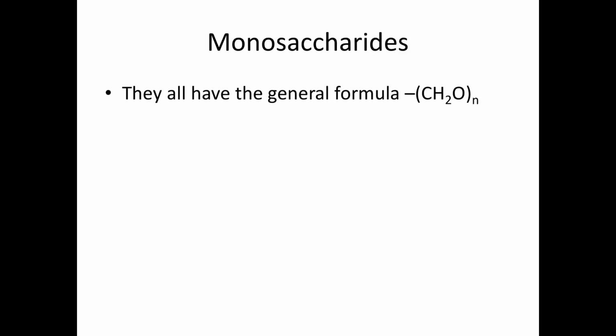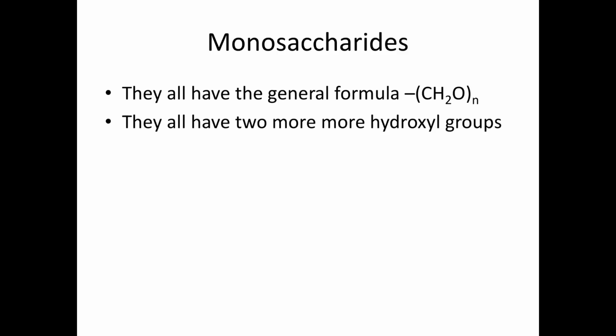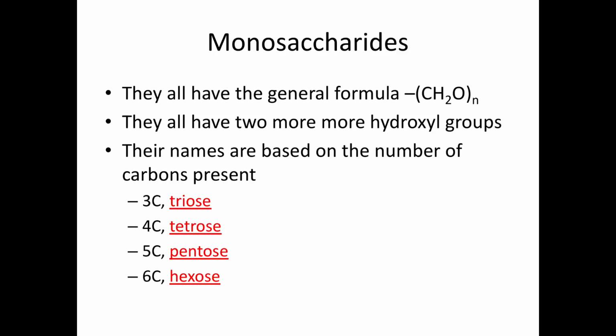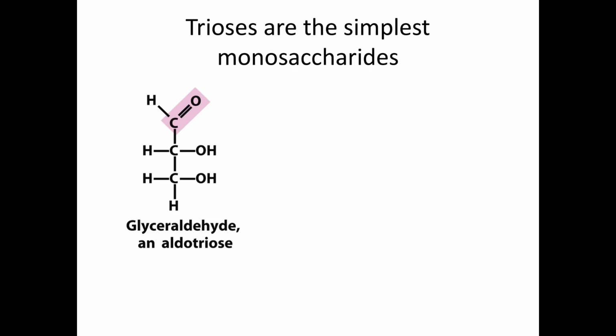So all monosaccharides have the general formula of CH2On. They all have 2 or more hydroxyl groups, and in general their names are based on the number of carbons present. So we have 3 carbons are a triose, 4 carbons tetrose, 5 carbons pentose, and 6 carbons are hexoses. So trioses are the simplest monosaccharides. So these are sugars that have 3 carbons.